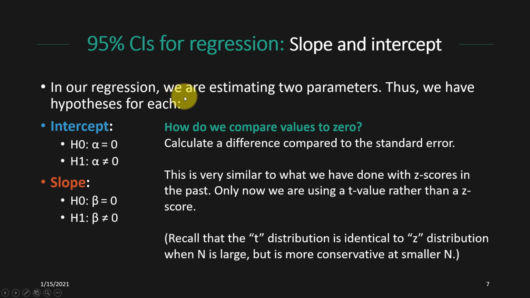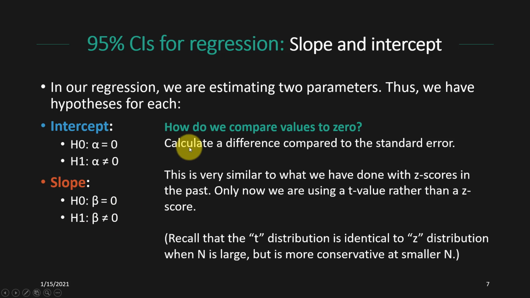So much like we had a null hypothesis test for a single population mean, when we're estimating two parameters now, we're going to have hypothesis tests for both the intercept, where we'll have a null hypothesis that the true intercept is equal to 0, and the alternative would be that the true intercept is not equal to 0. And for the slope, we'll have a null hypothesis that the true slope is equal to 0, with an alternative hypothesis that the true slope is not equal to 0.